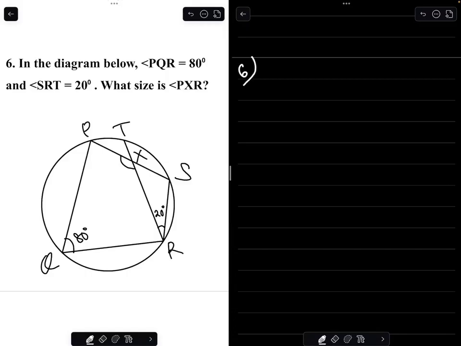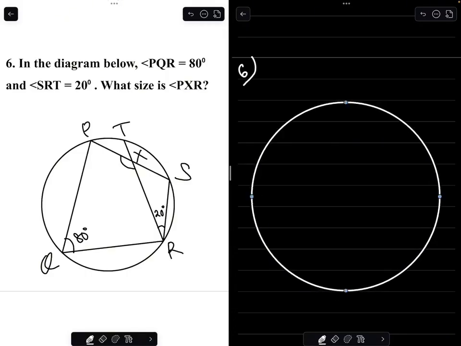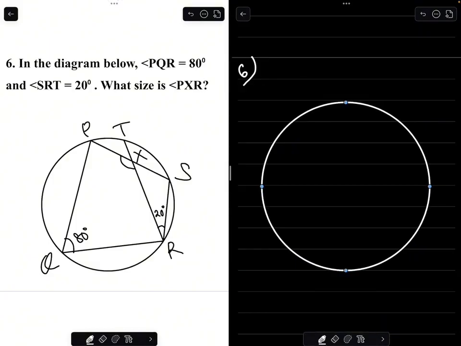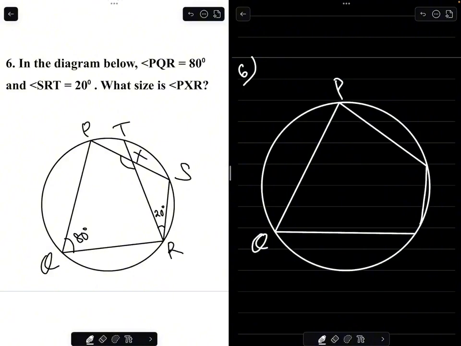Number 6, we have a diagram. It's good to make the diagram bold. It makes it work easier and neater. Now, this is QP. There's a line here. Let's have it this way. This goes this way, and this way. Well, there's a line here. Now, this is TSR, and this is X.